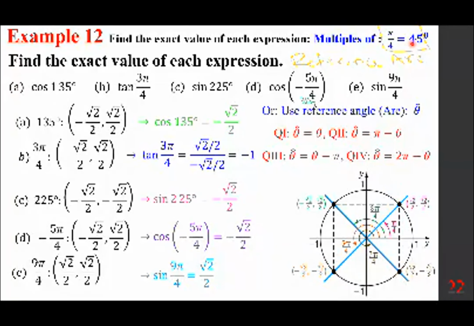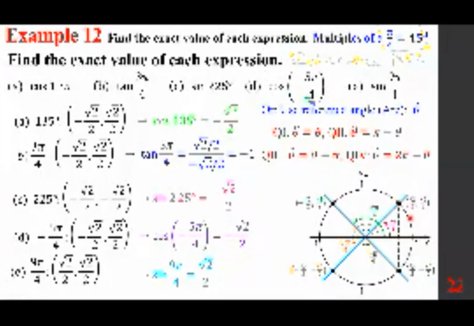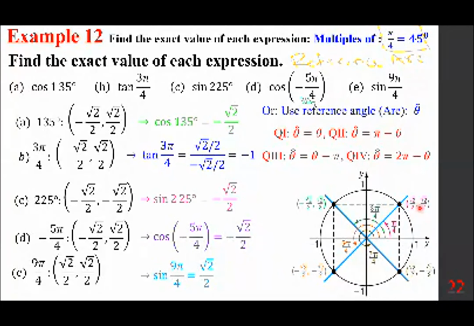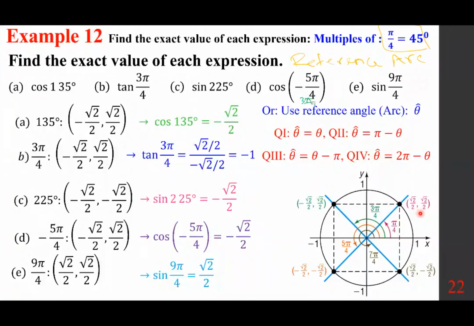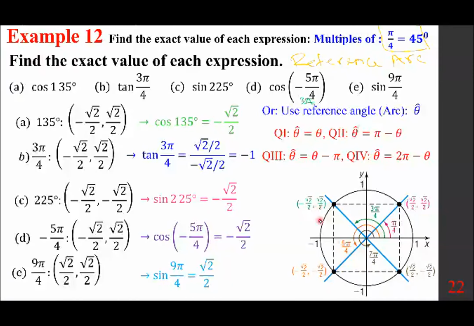Now, what does that mean? You just concentrate on these two pairs and then figure out the sign based on the quadrant. So for example, if you're dealing with 3 pi over 4, it's in the second quadrant, you know x is negative, y is positive. That makes cosine negative and sine positive. And that's all there is to it.